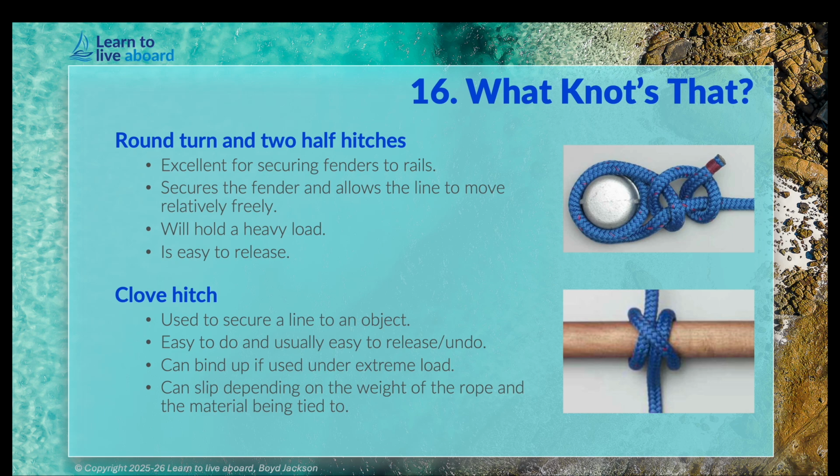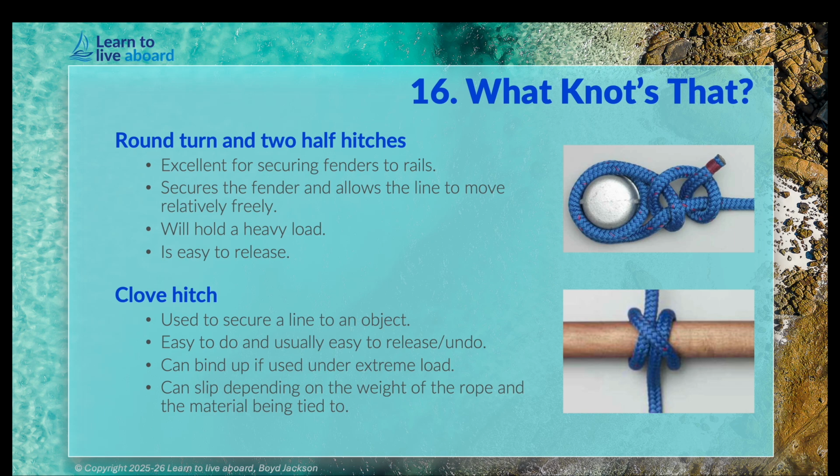The round turn and 2 half hitches. This is fundamentally for securing fenders to rails. It secures the fender and allows the line to move relatively freely. You can see looking at this one here, the rail being the silver thing in the centre there, of course, and the 2 half hitches are coming up the standing end.